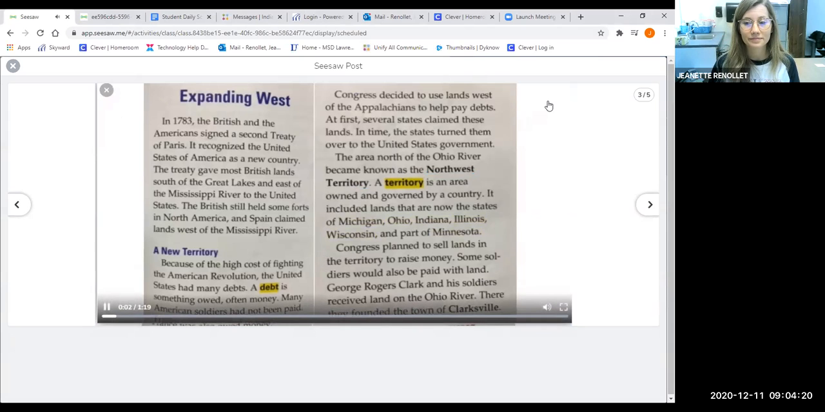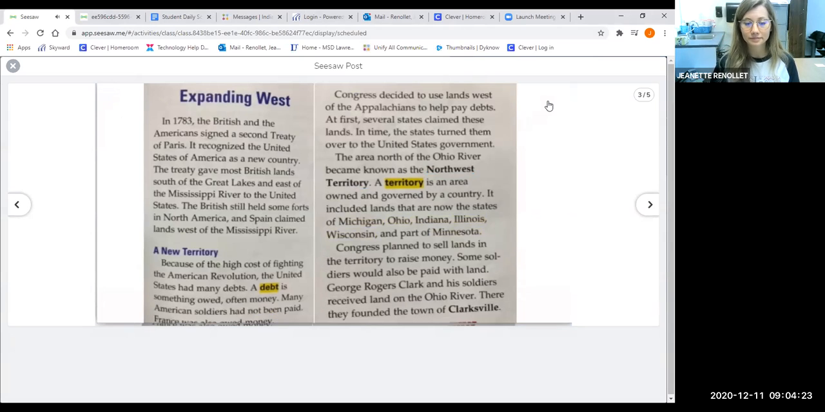Hi, third grade, this is Mrs. Renelay. Yesterday we saw this text in our lesson, and this text was all about how people in America started moving west after the 13 colonies were established. We learned that this land in the West was called the Northwest Territory. The Northwest Territory became what is now states like Indiana and the surrounding states.